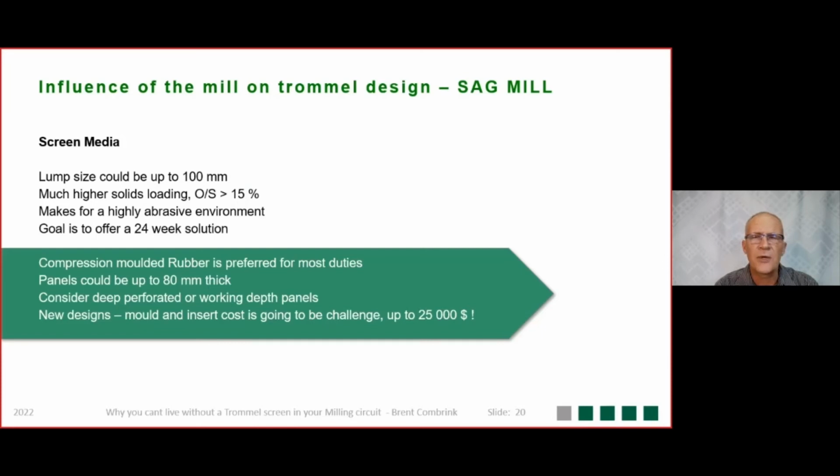The goal is to offer a 24-week solution at least. Compression molded rubber is preferred for most duties. Panels could be up to 80mm thick, to consider deperforated or working depth panels. With new designs, mold and insert cost is going to be a challenge, up to $25,000 for a new design.